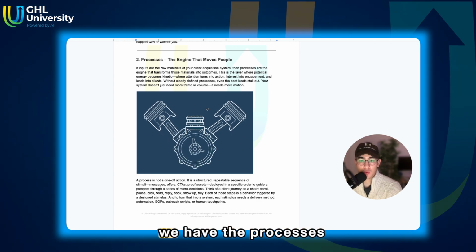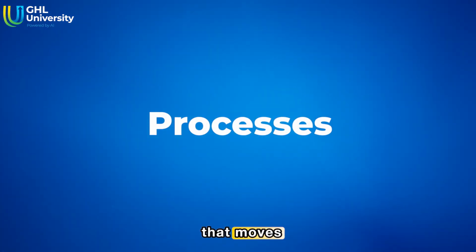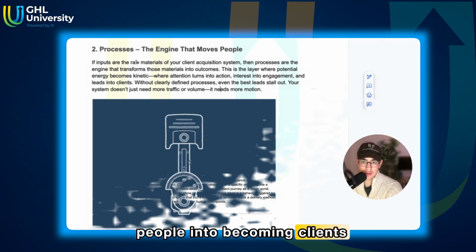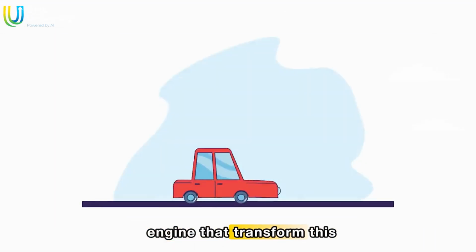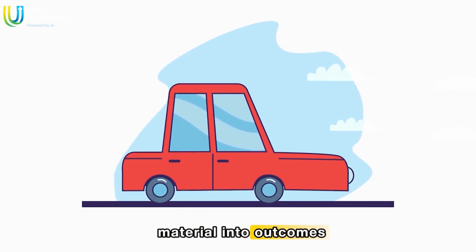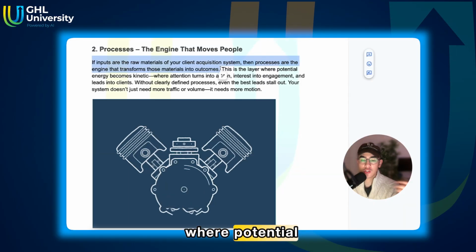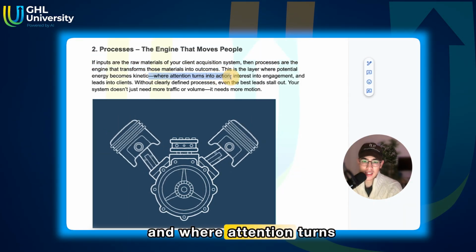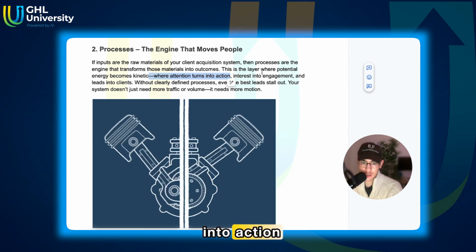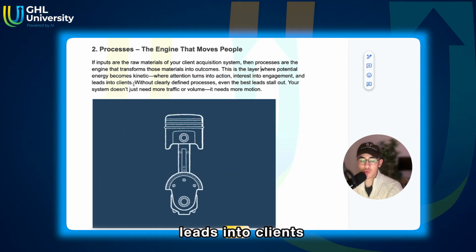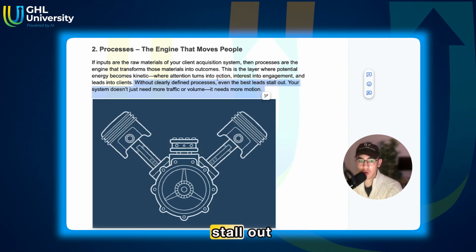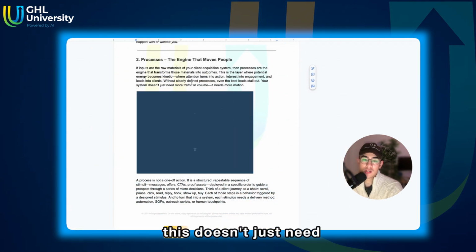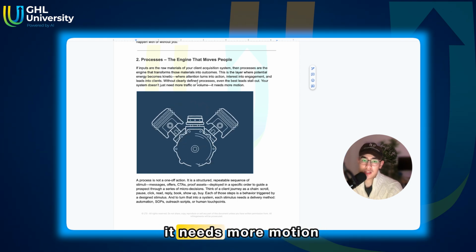Before we get to outputs, though, we have the processes, which is the engine that moves people into becoming clients. If inputs are raw materials of your client acquisition systems, then processes are the engine that transform this material into outcomes. This is the layer where potential energy becomes kinetic and where attention turns into action, interest into engagement, and leads into clients.